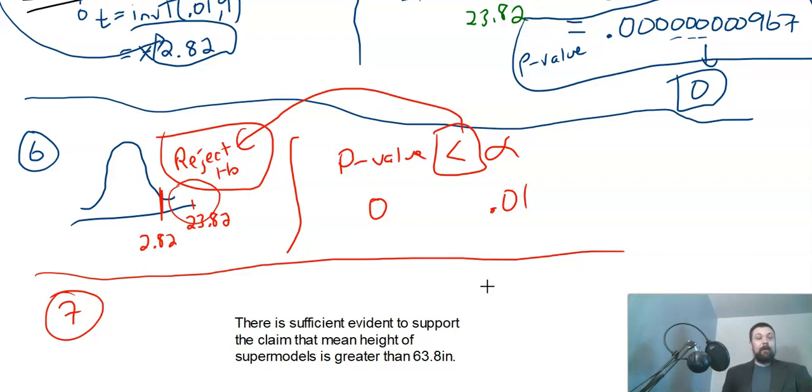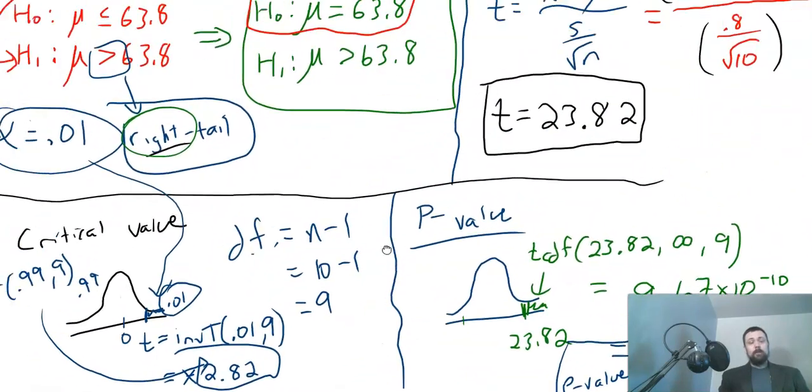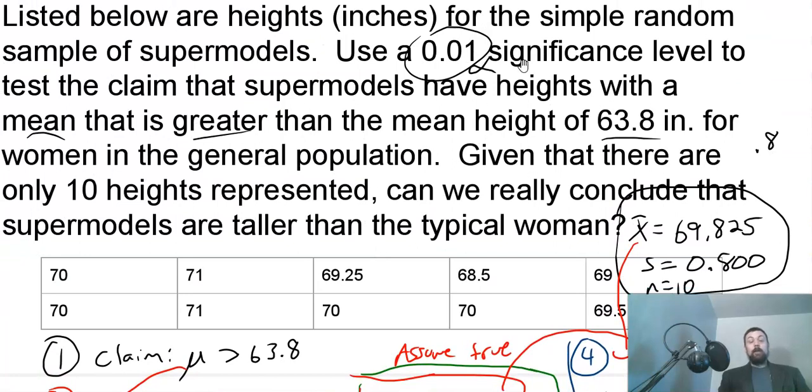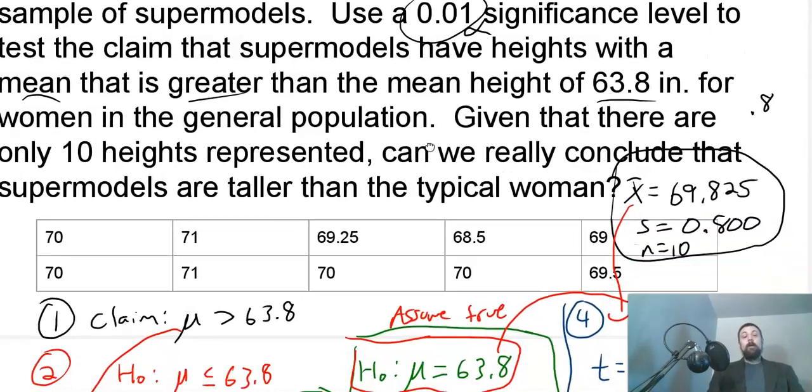The other concern I have is, was the sample a simple random sample? I don't remember if they said or not. So, let me look up here real quick. Oh, okay, it is. Listed below are heights for the simple random sample of supermodels. So, it is a simple random sample, so that's not the issue. So the issue would be, do supermodels have heights that are normally distributed?